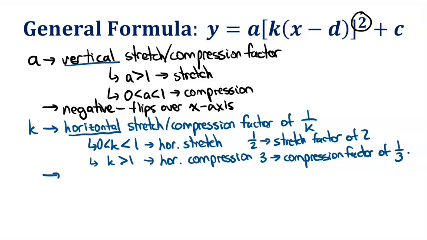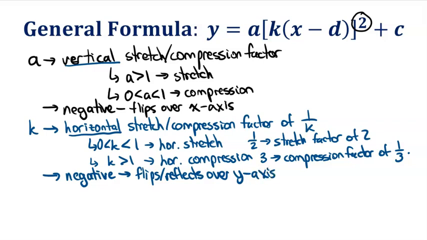So now let's look at what happens if the k value is negative. Just like it is for the a value, it's going to flip it, but it's not going to flip it over the x-axis as it did for the a. It's going to flip it in a horizontal manner, which means it would flip it over that vertical axis. Flip it side to side over the vertical y-axis.